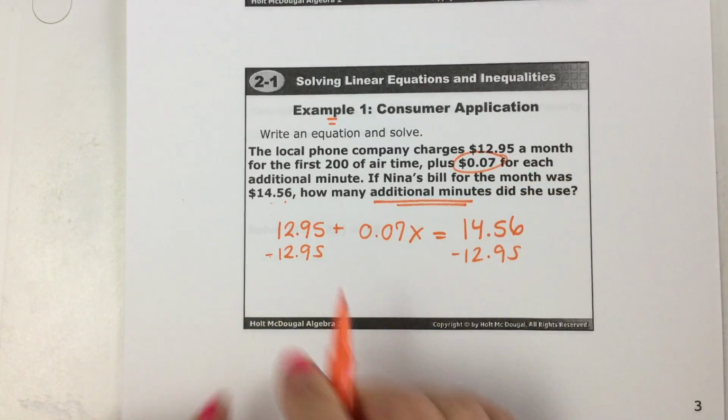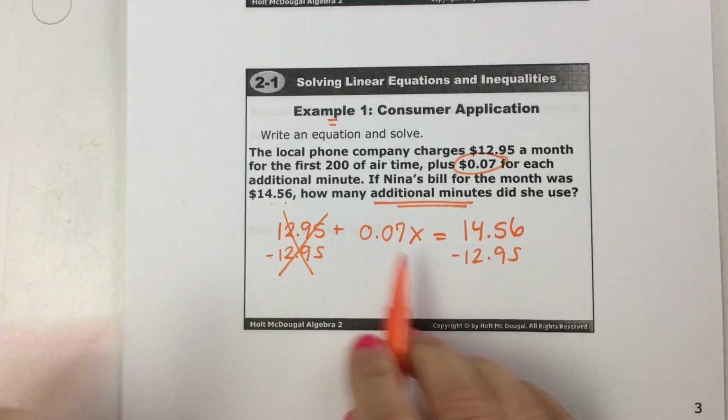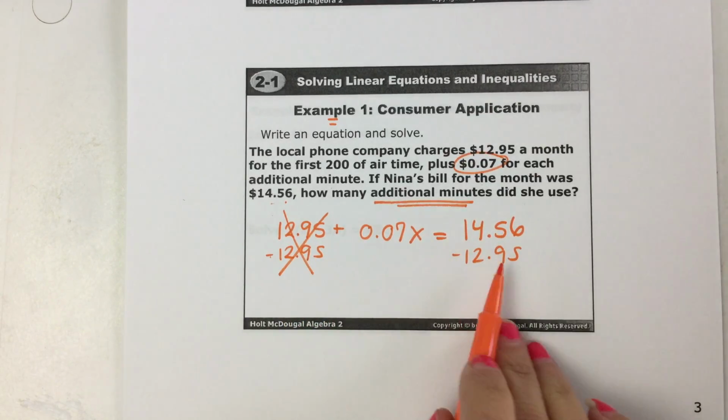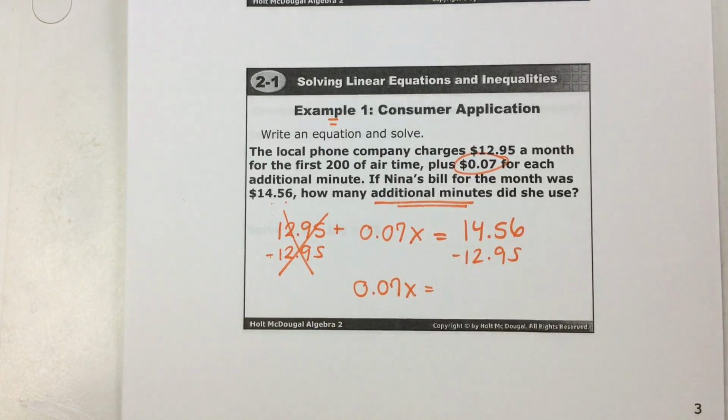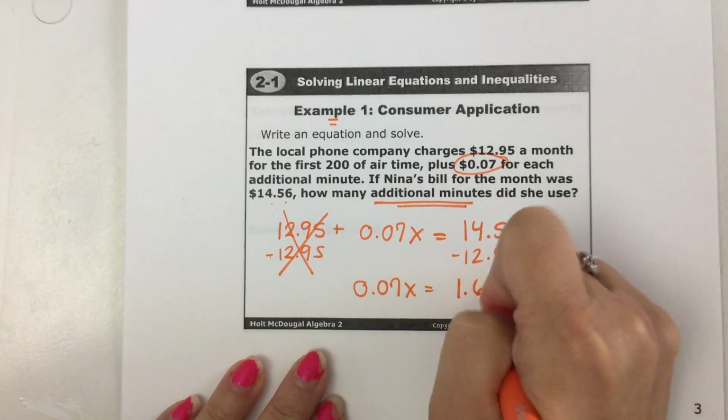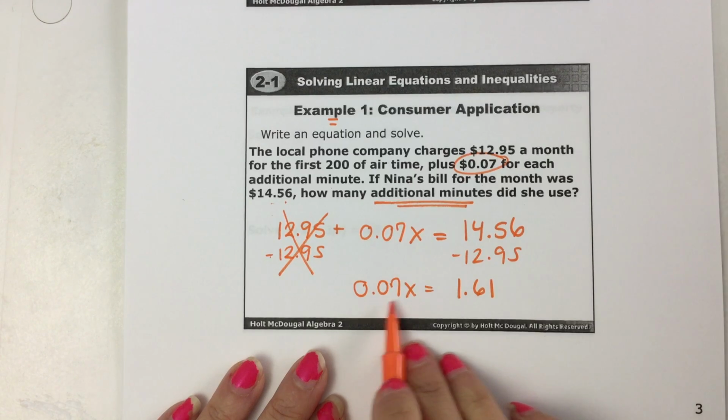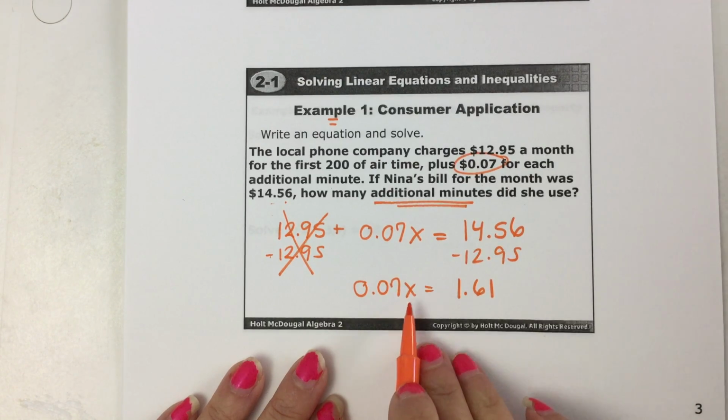What I want to do is have it equal 0 on this side. But again, what you do on one side, you must do to the other. So I'd have 0.07x equals, if I have 1456 minus 1295, that's 161. Now this is 0.07 times x.